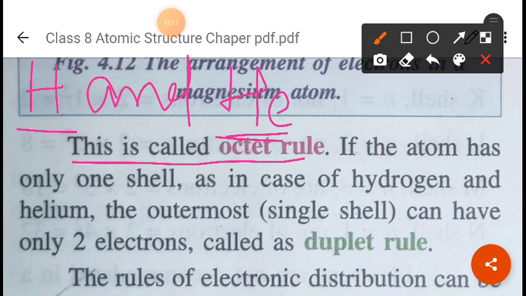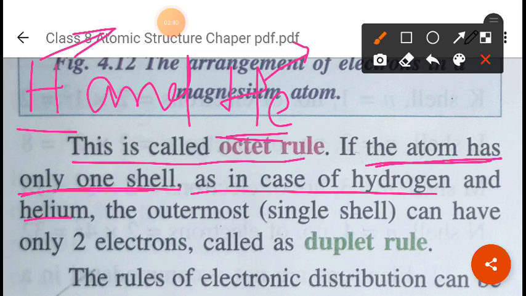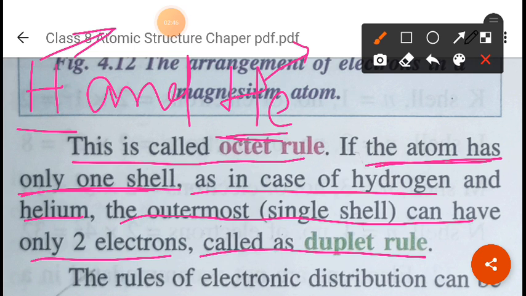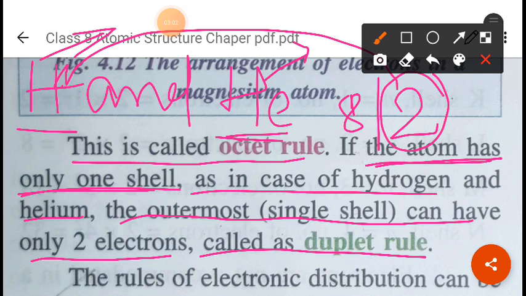So what is this duplet rule? According to the duplet rule, the atom has only one shell, as you have seen in hydrogen and in helium, there is only one shell. The outermost shell can have only 2 electrons. This is called the duplet rule. So in the octet rule there should be 8 electrons in the outermost shell, but in the duplet rule there should be 2 electrons in the outermost shell. The duplet rule is applicable to only two elements, hydrogen and helium.